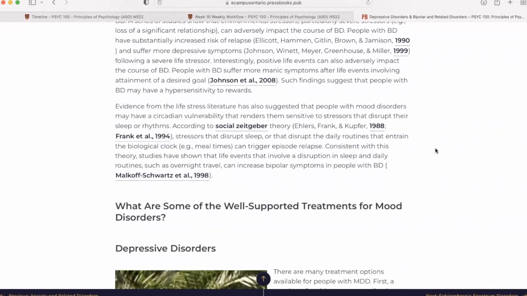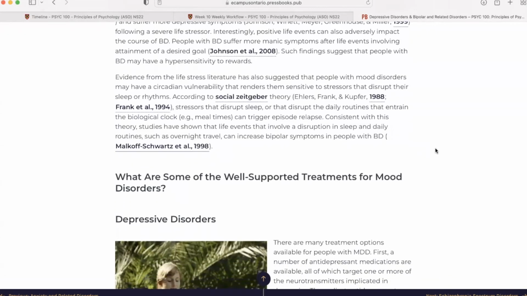Evidence from the life stress literature has also suggested people with mood disorders may have a circadian vulnerability that renders them sensitive to stressors that disrupt their sleep or rhythms. According to social Zeitgeber theory, stressors that disrupt sleep or that disrupt the daily routines that entrain the biological clock, for example, mealtimes, can trigger episode relapse. Consistent with this theory, studies have shown that life events that involve a disruption in sleep and daily routines, such as overnight travel, can increase bipolar symptoms in people with BD.